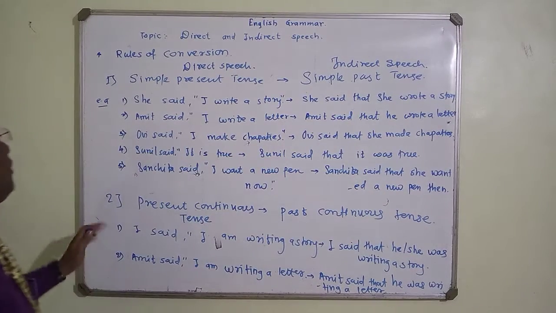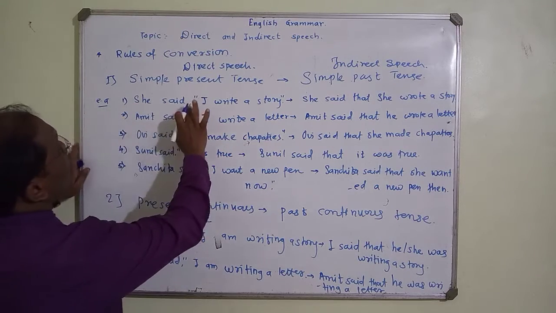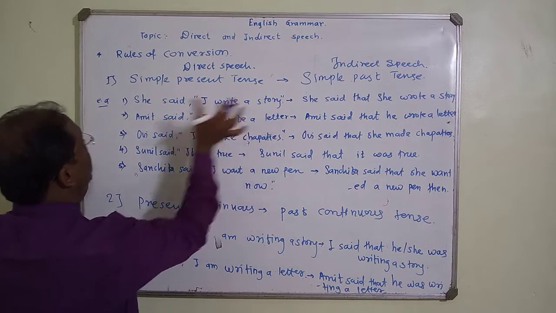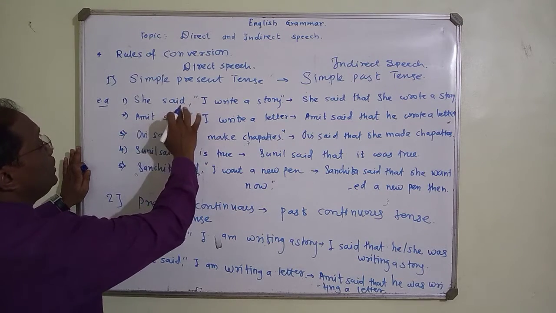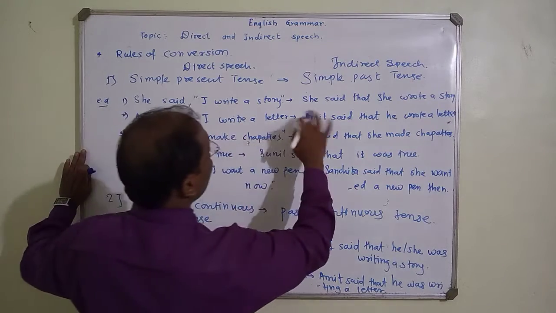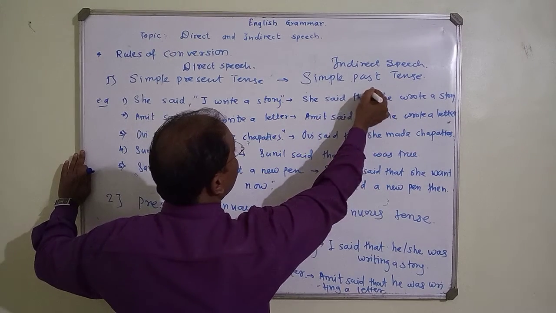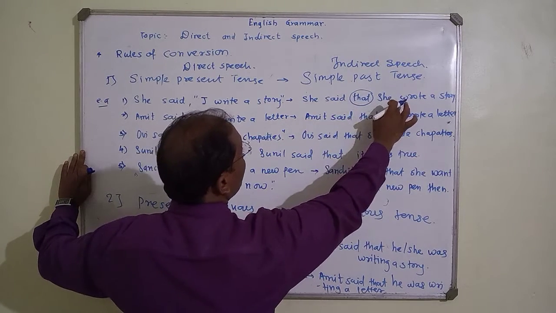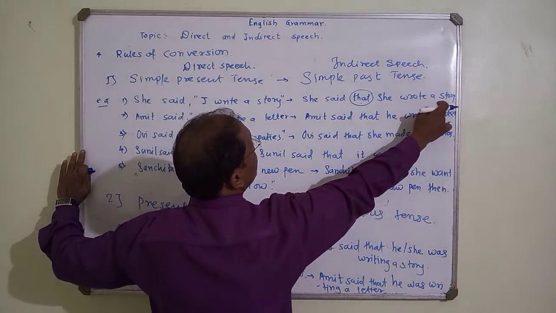Now see here, one by one we will see the sentences. She said, "I write a story." This is the reporting speech. This is the reporting verb. According to the rules, the reporting verb is not changed, but the reporting speech we want to change according to the rules. What is the rule? "She said" we use as it is, then the conjunction "that" we use to join the reporting verb to the reporting speech. That is, she said that she wrote a story.